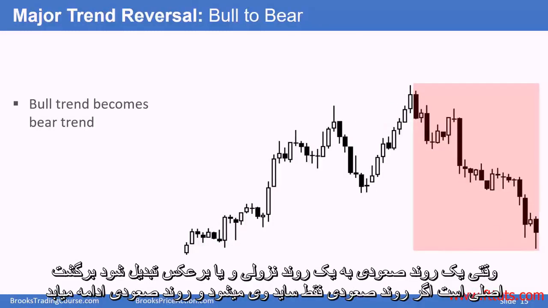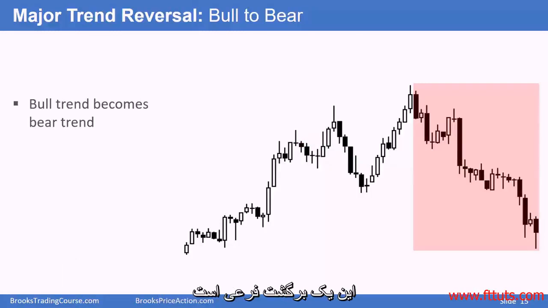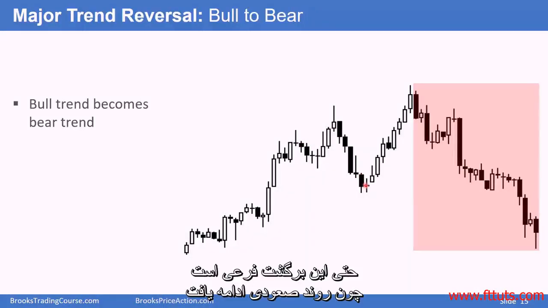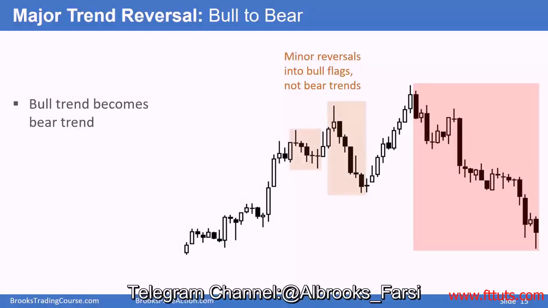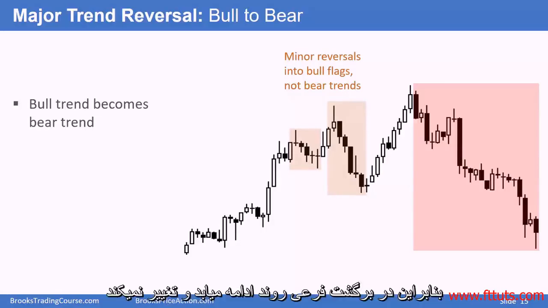If a bull trend goes to a bear trend, it's a major reversal. If a bull trend just goes sideways and the bull trend resumes, it's a minor reversal. Even this is a minor reversal because the bull trend resumed. So minor reversal, the trend resumes, and instead of reversing.